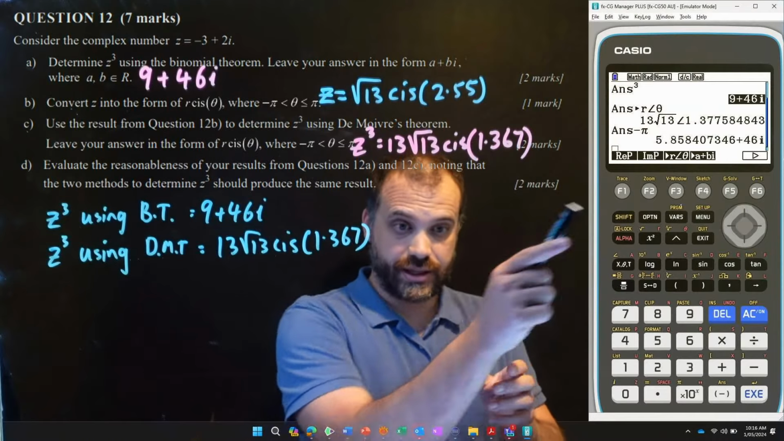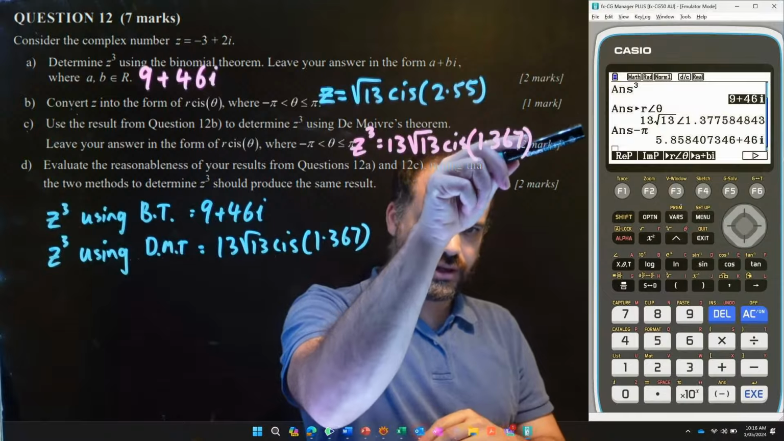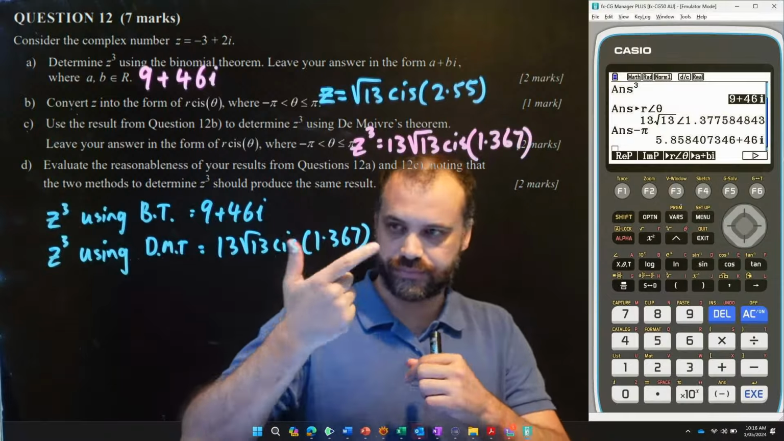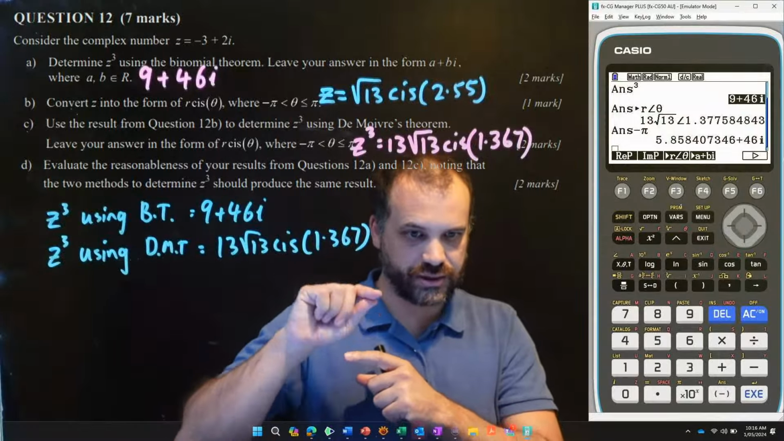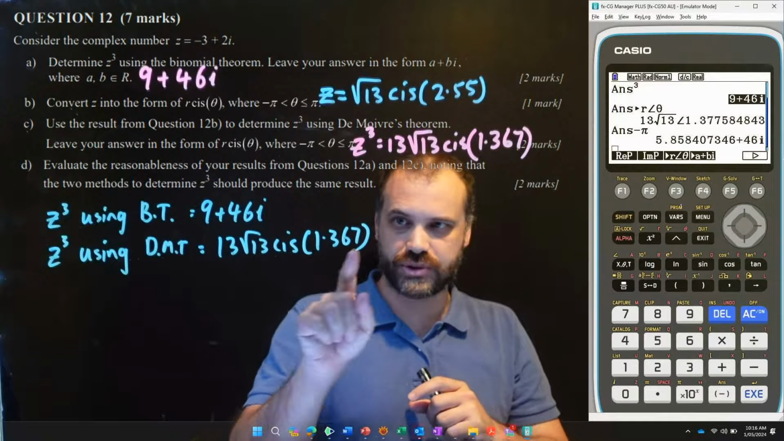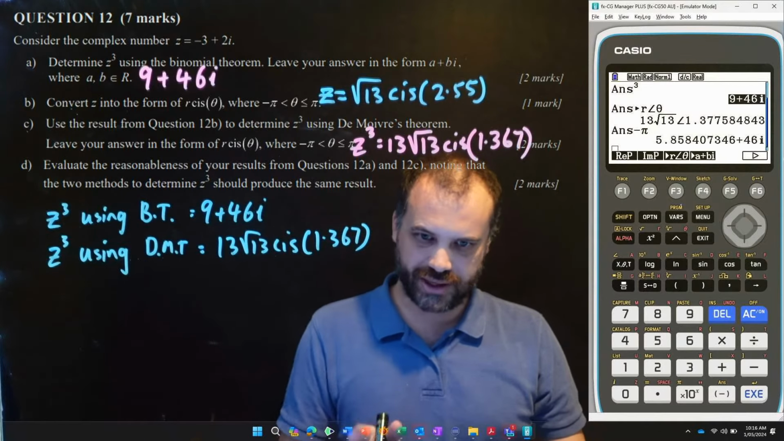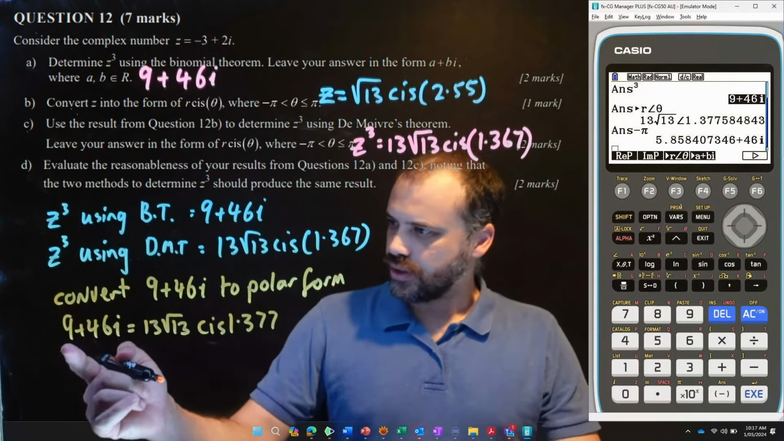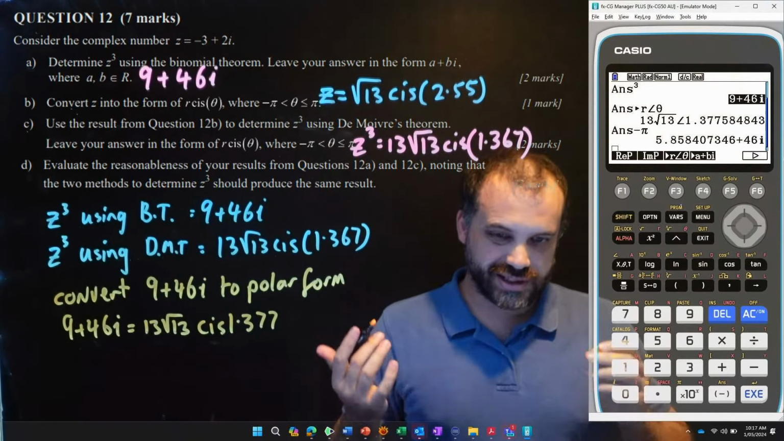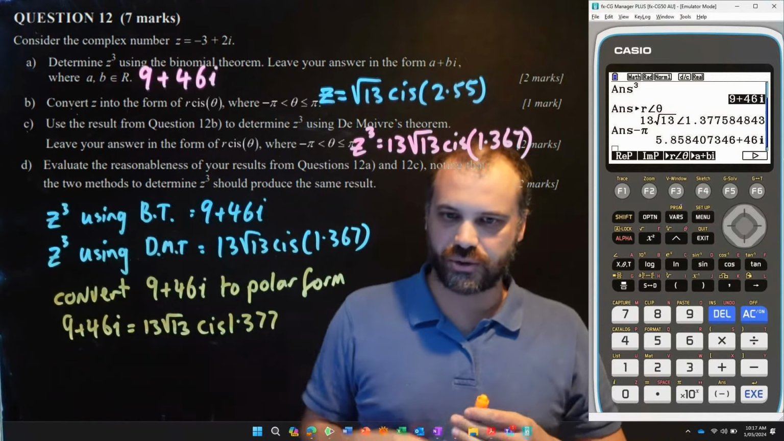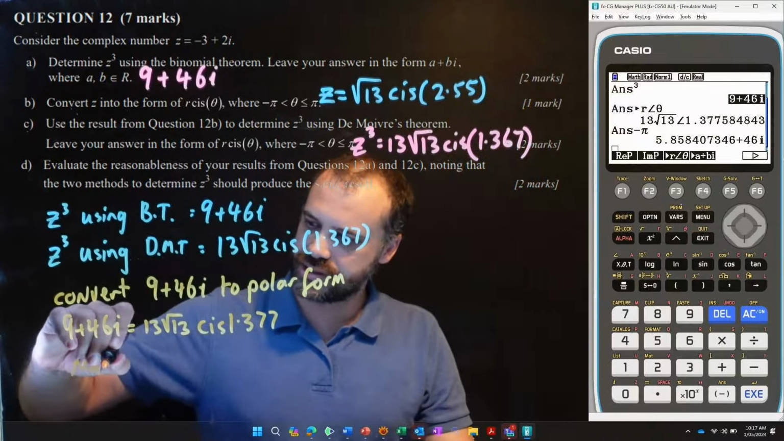Now, I already did that a second ago. I was talking about something else. 9 plus 46i, and then I converted that answer into polar form, and I got 13 root 13, so the magnitude was the same, but the angle wasn't 1.367, the angle was 1.377. I'm going to write that down. So 9 plus 46i when converted to polar form gives 13 root 13 cis 1.377. And now I'm supposed to evaluate the reasonableness of my result. So what can I say? I can say the magnitude is the same.